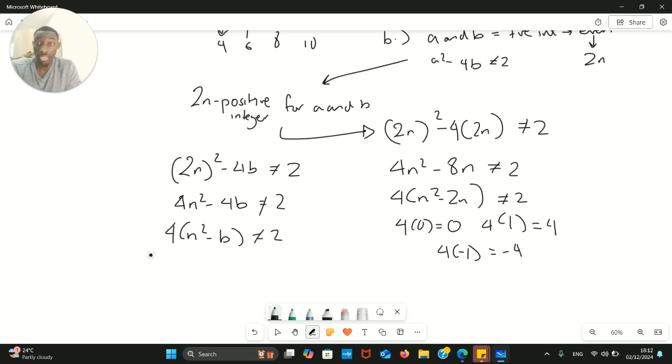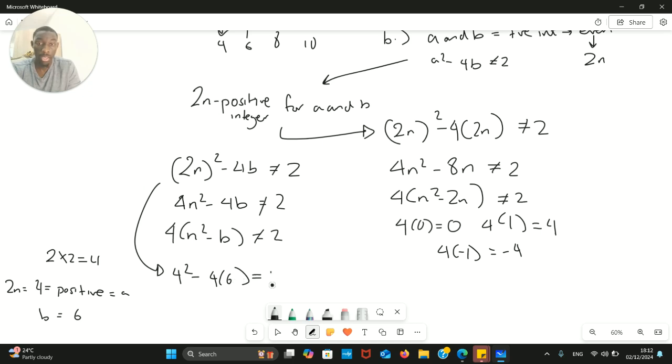Because now if I was to use positive integers, let's say n is 2, so 2 times 2 is 4. 4 is a positive integer, which is a, because my 2n is 4, which is equal to a. Let's say b is 6. So if I have my 4 squared minus 4 times 6, it's going to give me 16 minus 24. That is minus 8. It's not equal to 2. And these are the smallest numbers.